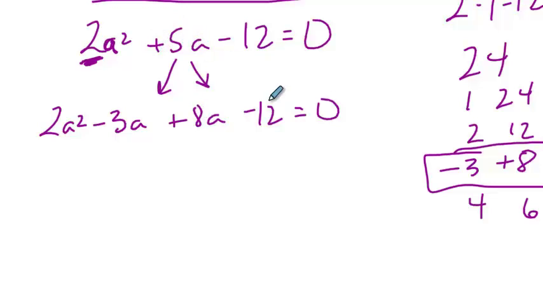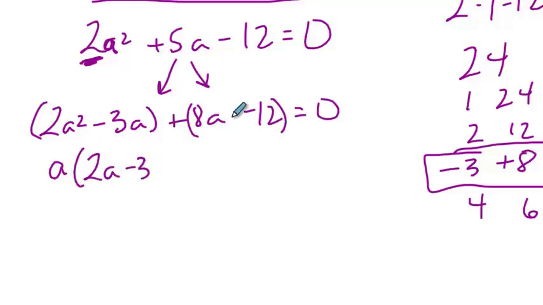So what can I do now? Right, I can factor by grouping. I'm going to group these two, and I'm going to group these two. What can I take out of both of these? No, I can't take a 2 out. I can take an a out, leaving me with 2a minus 3. What can I take out of here? A positive 4, leaving me with 2a, because 8 divided by 4 is 2. And then minus 3 equals 0. Now what?